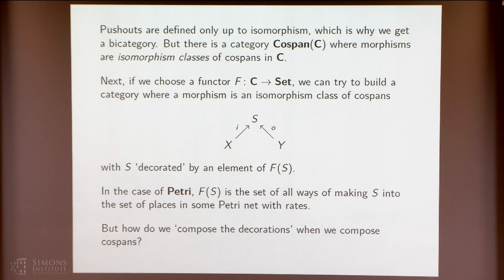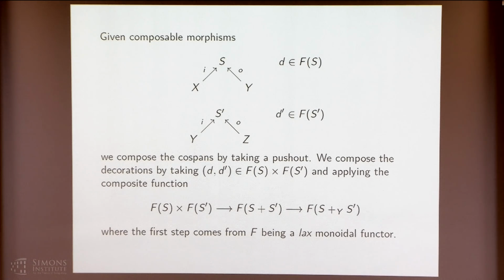So the question, though, is when you compose these cospans by pushout, how do you compose the decorations? How do you stick the decorations together? So suppose I have a cospan with some decoration and another cospan with some decoration. So how do we compose them? Well, we compose the cospans by taking a pushout, which is what I already explained. And here's what we do to the decorations. So we've got decorations D and D prime living in the sets F of S and F of S prime.